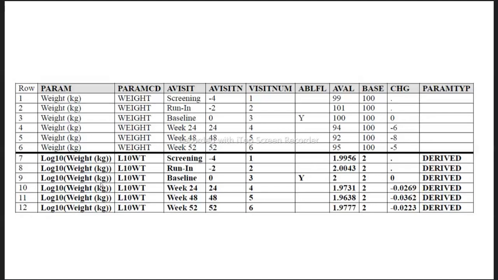Sure. And now, one very important question that you are going to get is, what is the param type variable? What values can you have in that variable? Now I have a new variable called param type. In param type, we are going to have a value when you are newly deriving an observation during ADaM dataset creation.